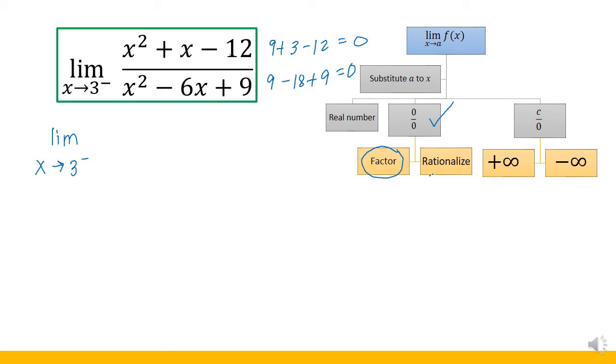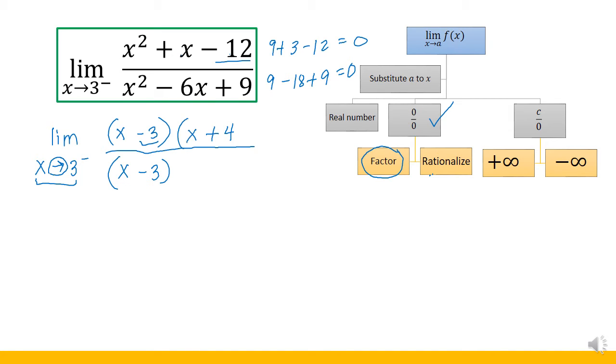Notice that we're coming from the left of 3. So again, we expect x minus 3 to cancel out. We change this to minus symbol. So x minus 3 is an expected factor. We have an x minus 3 here. Negative 12 divided by negative 3 is positive 4. Right? Negative divided by negative is positive. And then positive 9 divided by negative 3 is negative 3.